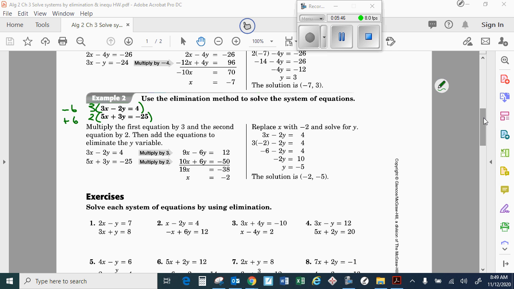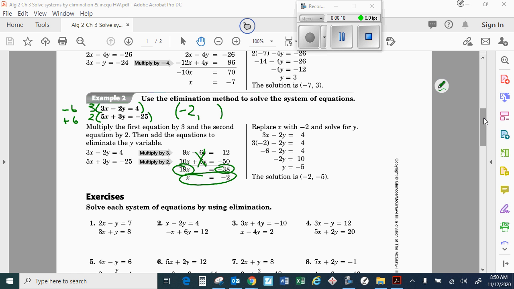Okay, so now I have 9x plus 10x is 19x. Obviously 6y minus 6y is 0. And 12 minus 50 is negative 38. And the last step, divided by 19, you get x equals negative 2. So x is negative 2. We're always writing it as a point because we're finding the point of intersection.